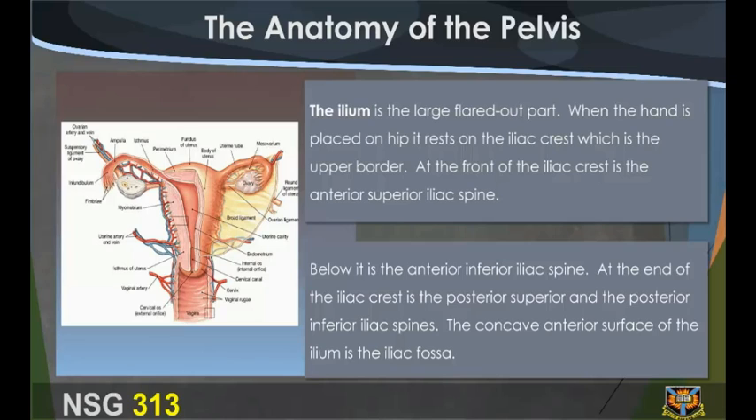At the front of the iliac crest is the anterior superior iliac spine. Below it is the anterior inferior iliac spine. At the end of the iliac crest are the posterior superior and the posterior inferior iliac spines. The concave anterior surface of the ilium is the iliac fossa.